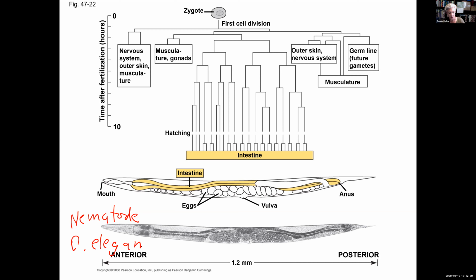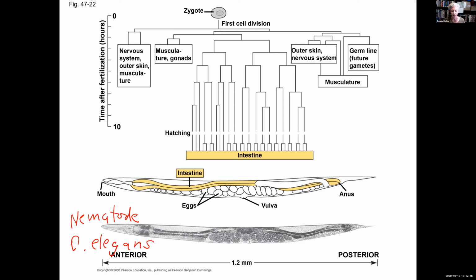Caenorhabditis is a mess to spell, so I'm just going to say C. elegans. So often we'll talk about C. elegans. It's another model organism for looking at development. So these worms are microscopic, or they're barely visible to the naked eye, and they have about 1,000 cells.